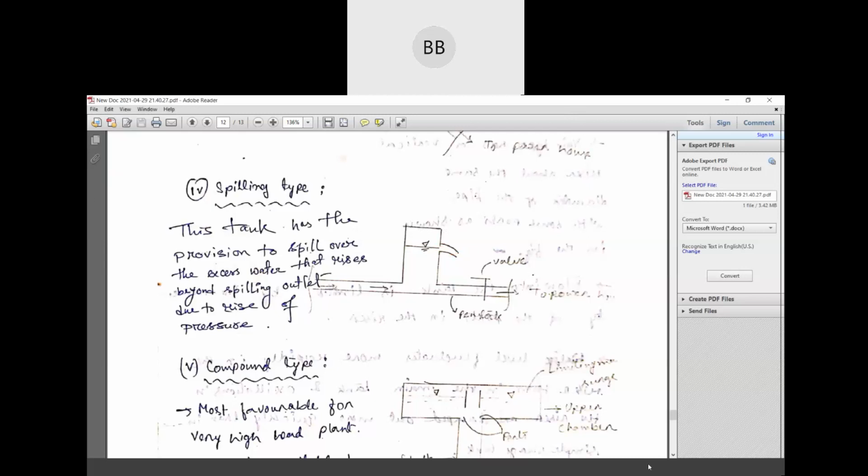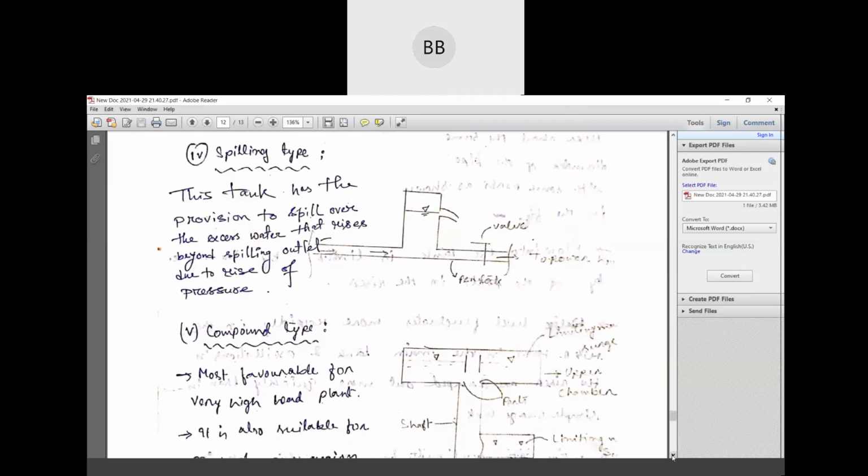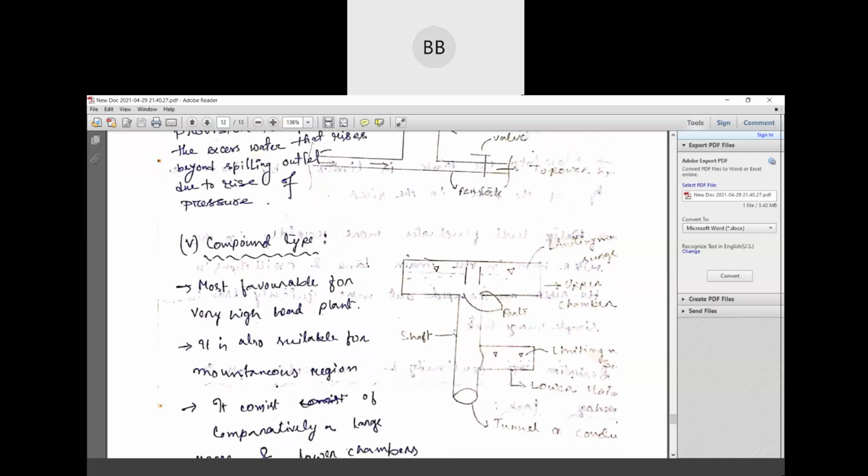And then the last one is the compound type, where in such a tank itself we have two chambers. It's fully closed and has two chambers.